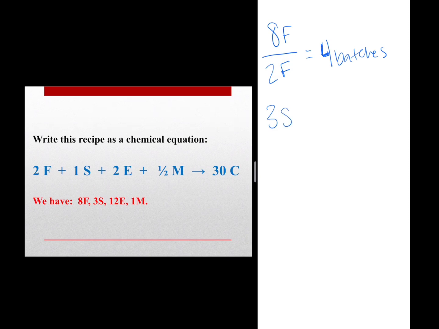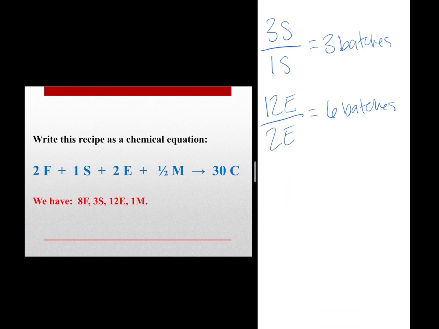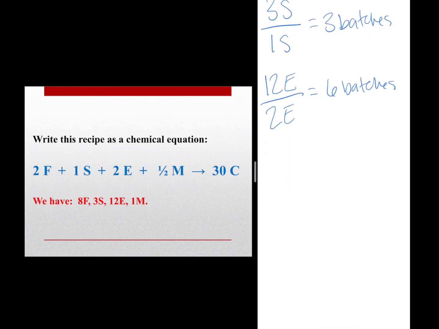Now we'll do the same thing for sugar. This says we have 3 cups of sugar. In the equation, there's only 1. Again, we can divide. We can make 3 batches with that much sugar. Next, I have eggs. I have 12 eggs. In the equation, there's a 2. So to figure that out, I would divide. That gives me 6 batches according to the eggs. And then for milk, I have 1 cup of milk. The reaction only calls for 1 cup of milk. When I divide those, you get 2 batches.